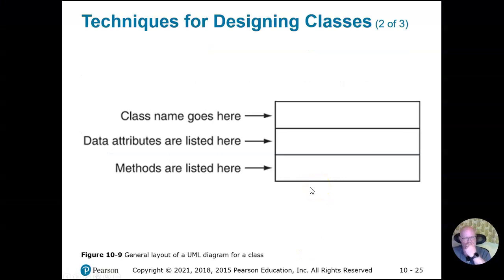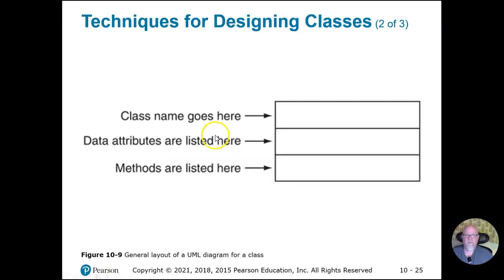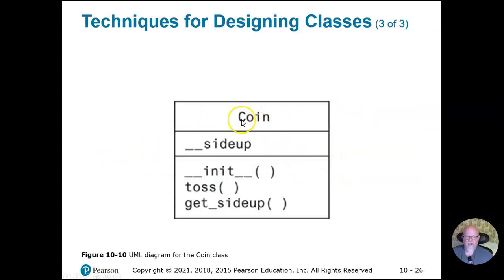Okay, now this last part I'm not going to cover in detail, but we have this thing called a UML document, or UML, and this is more for documentation. What we do is, right here, we put the class name in the first box. Data attributes go here, and the methods are listed here. So here we've got coin, and the only data attribute we have is __side up. Here's our init method. We've got the init method, we've got the toss, and we've got the get side up. And since we have the double underscore, that means it is a hidden method.